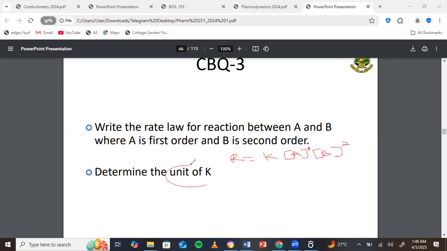Now, for us to find the unit of K, you have to divide this by A raised to the power 1, then B raised to the power 2. This is a way of making K the subject. Do the same thing at this end: A raised to the power 1, B raised to the power 2.